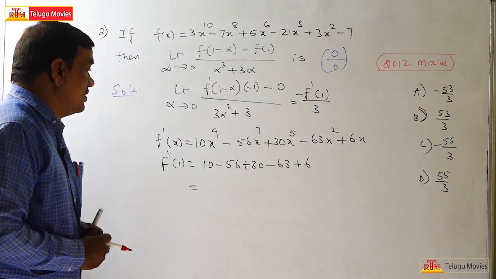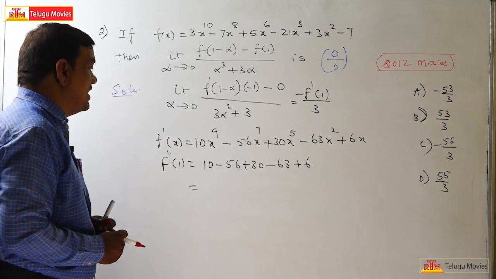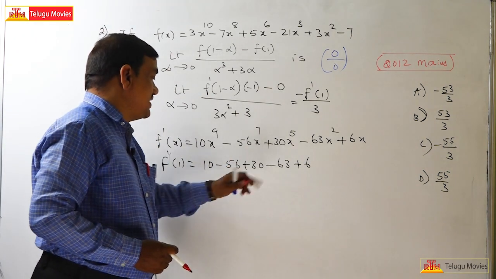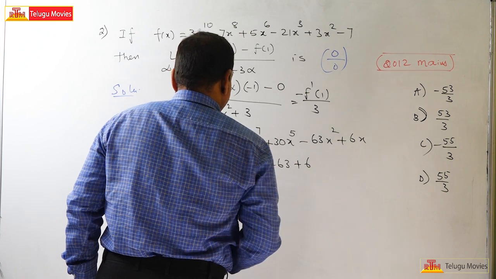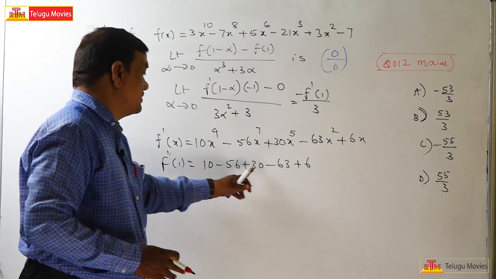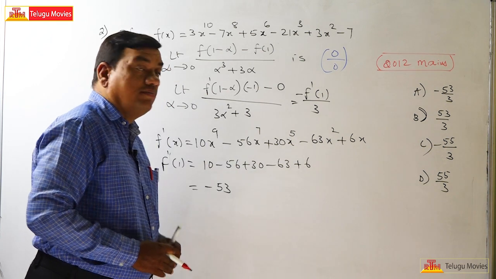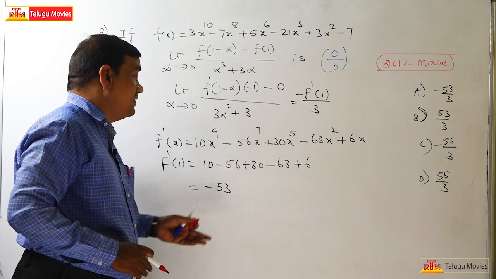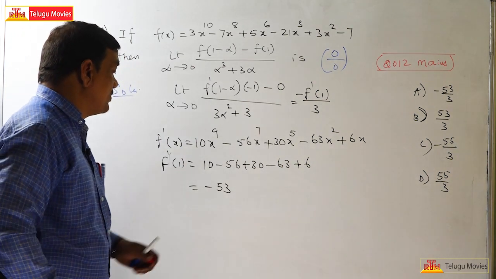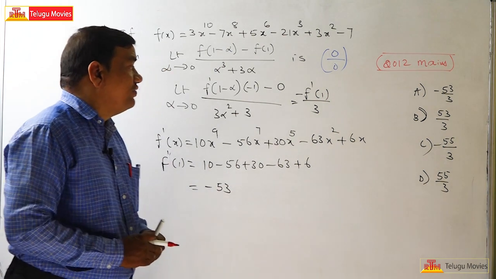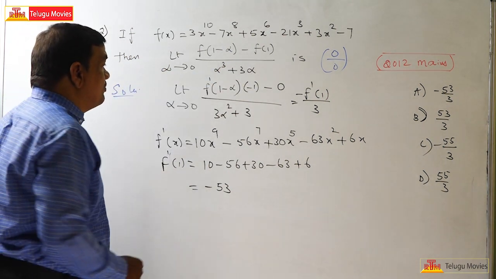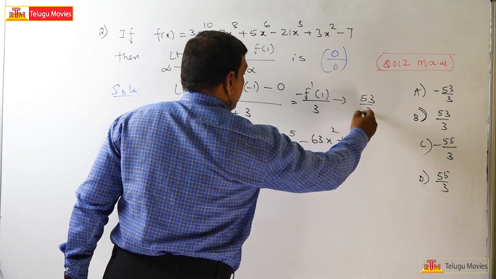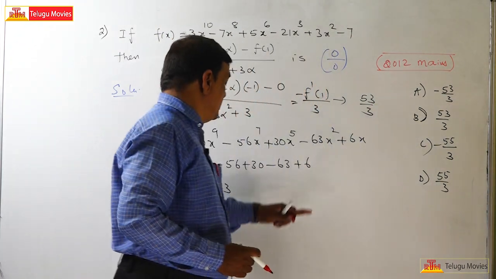Okay, let us see how much it is. So this will be minus 53. Let us check here. 10 plus 30, 40, 40 plus 6, 46. So minus 63, if you subtract, minus 10 will be there. So minus 53 we will get f dash of 1. So now substitute here: minus of minus plus 53 by 3. Therefore option B. Let us check this calculation.